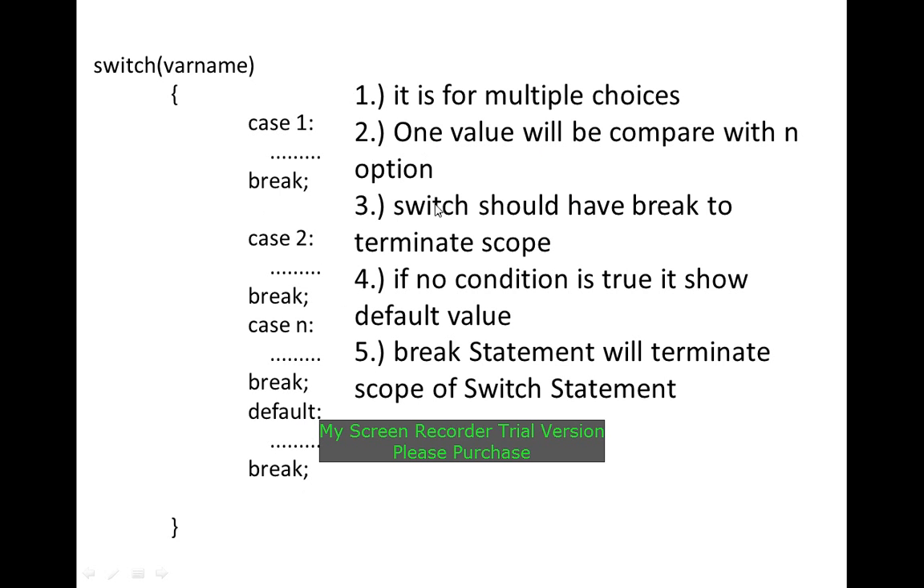Next, switch should have a break statement or termination scope. That means if this is the start of the switch, it should have a break statement. But this break is not compulsory in switch. It is optional, but I will show the problem if break is not given. Then there is the default: if the variable value is not matching with any of the conditions, then it shows the default value. And the break statement will terminate the scope of the switch statement.